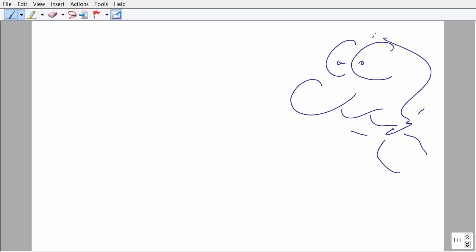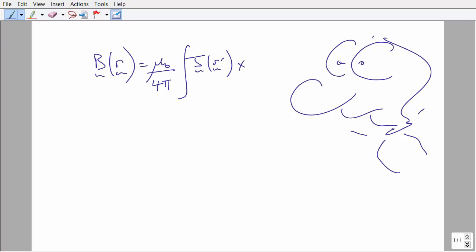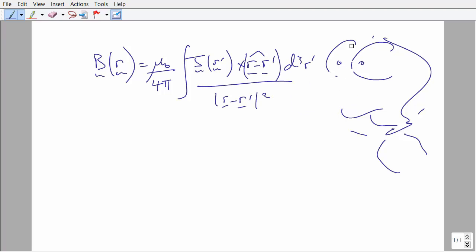So the procedure is of course very similar to the procedure we use to study the divergence of the electric field and the curl of the electric field. So we write down our equation for the magnetic field, and we simply take its divergence.